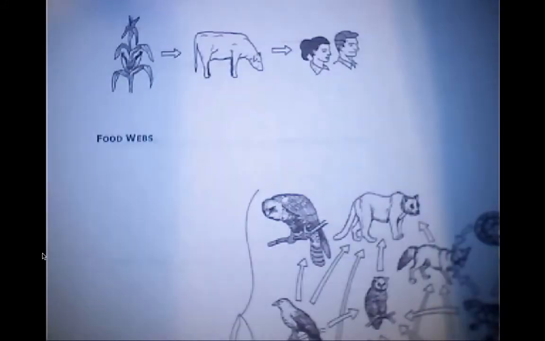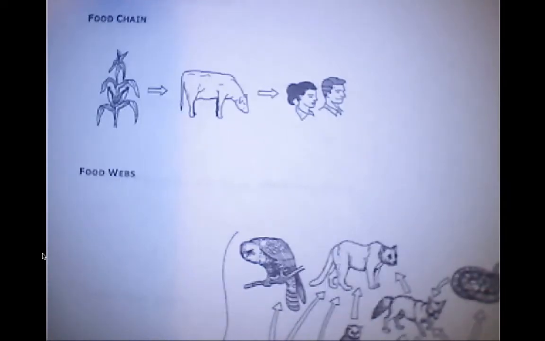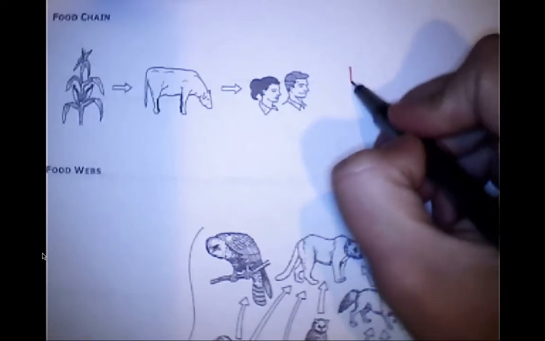Let's look at the difference between a food chain and a food web. So a food chain is really just linear, okay? They're very simple.